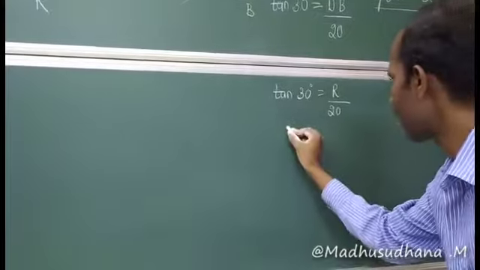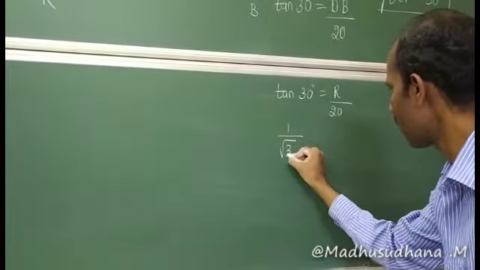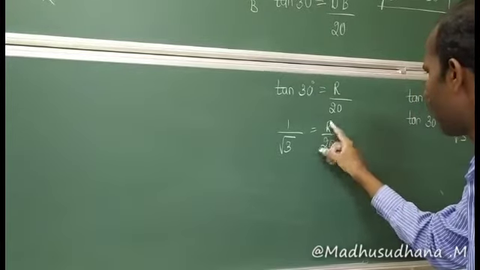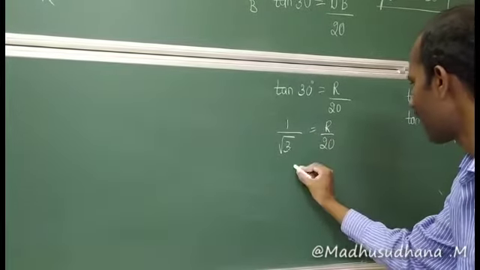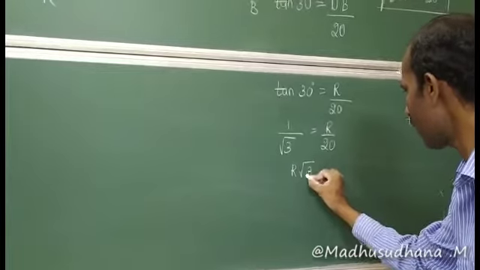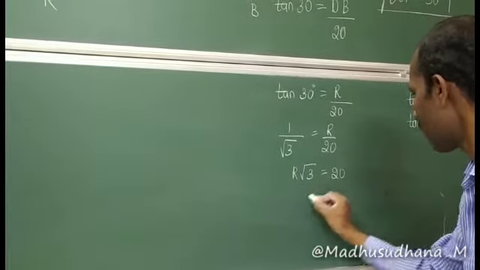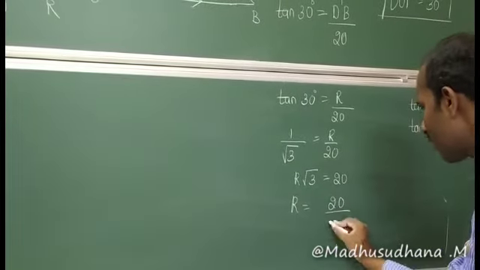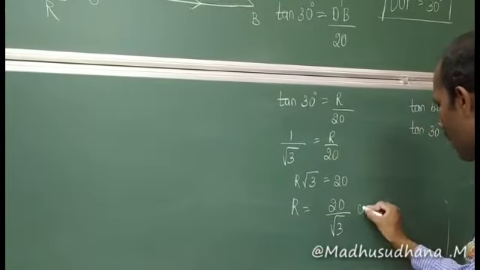So tan 30 will be 1 by root 3, which is equal to R by 20, right? R by 20. Or if I just cross multiply, I shall get R root 3, which is equal to 20, or R is equal to 20 divided by root 3. This shall be in centimeters.